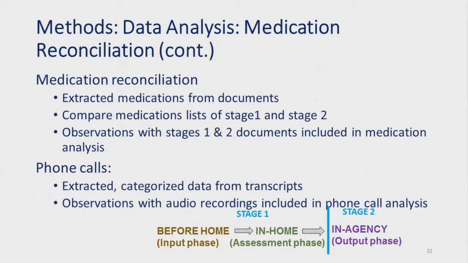And here, our data analysis of the medication reconciliation, we took a number of steps. One was to extract the medications from the documents. A postdoc nurse on our team did this. Then compare the medication lists from stage 1 and stage 2. And this analysis only included observations that had documents for both stage 1 and stage 2. There were some observations that did not have referral documents or transition documents.